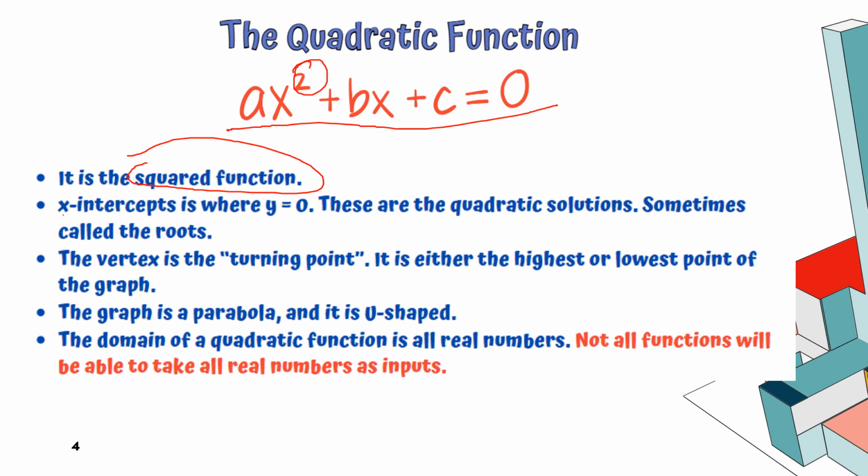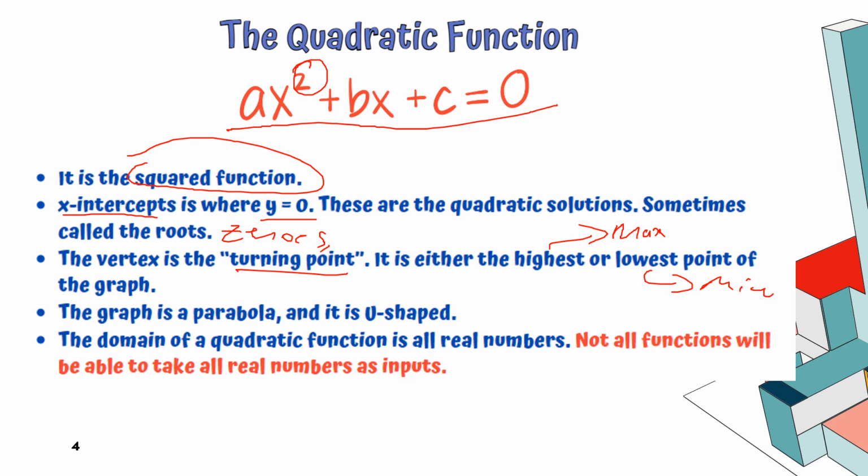The x-intercepts are where y is equal to 0. And these are the quadratic solutions. Sometimes we call them the roots. We also call them the zeros because that's where y is equal to zero. And the vertex, just to be redundant, is your turning point. It's either your highest point, which would be a maximum, or your lowest point, which would be a minimum. So your vertex is either the bottom of the valley or the peak of the hill.